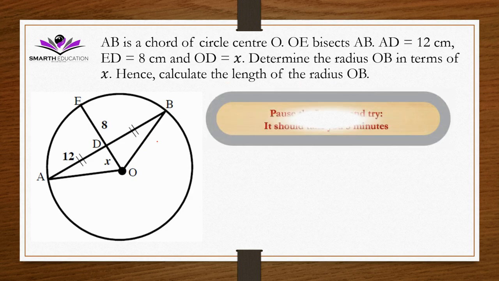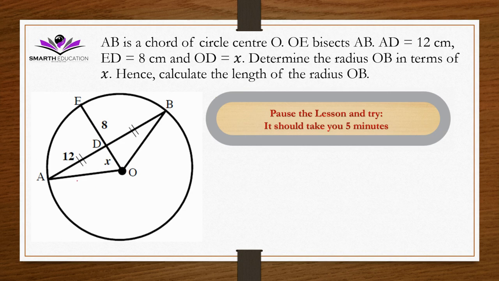I want us now to find, it says what? The information is still the same. Hence, calculate the length of the radius. Now we want the length, not in terms of X. We have to find the length of the radius. And I want you to spend 5 minutes on that.